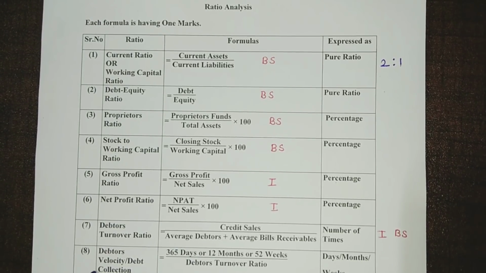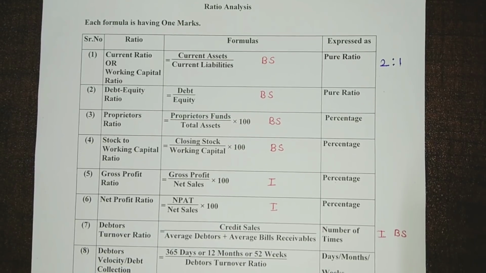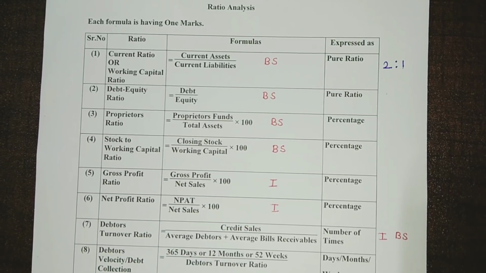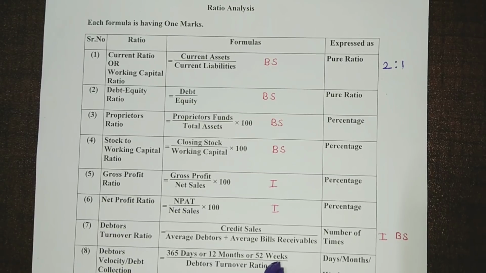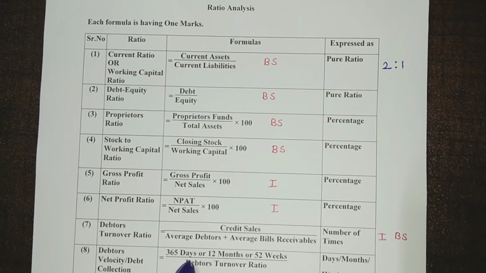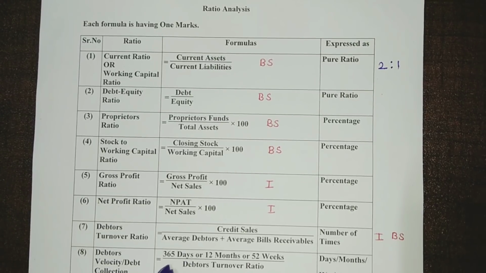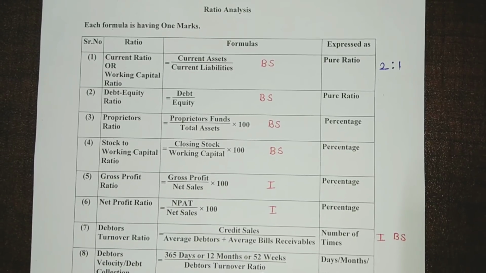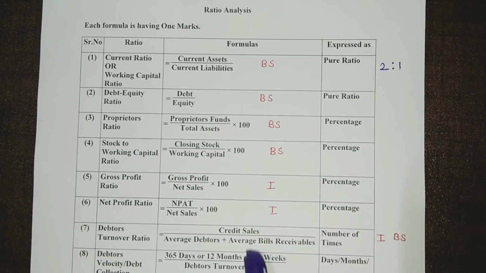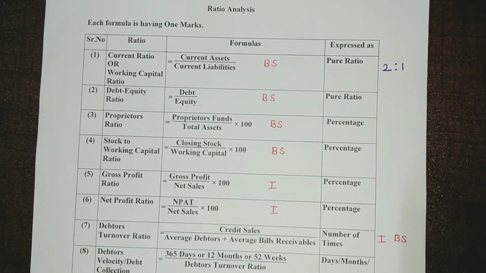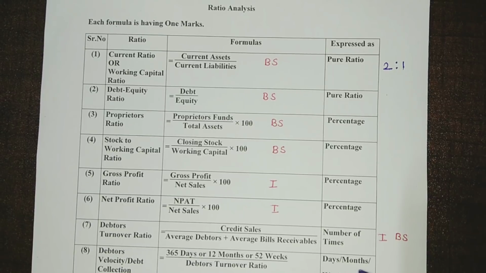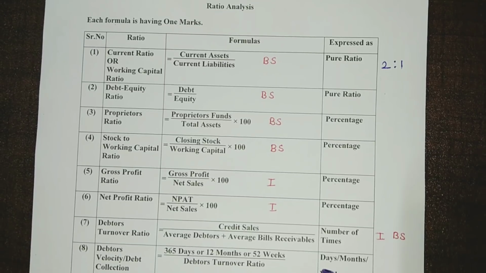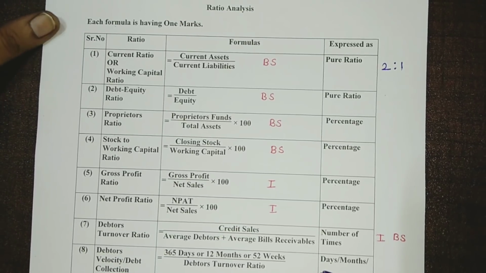Now the next one is the debtors velocity or the debt collection period. This debtors collection period you can compute in terms of days, months or weeks. If you want to compute in terms of days, then it will be 365 days divided by debtors turnover ratio, or 12 months divided by debtors turnover ratio. If you want to compute in terms of weeks, then that will be 52 weeks divided by debtors turnover ratio. Suppose you have computed debtors velocity in terms of days, then your final answer will be number of days only.